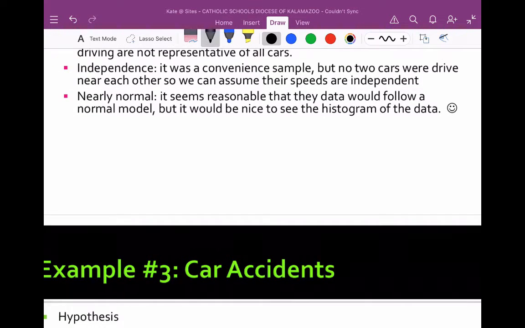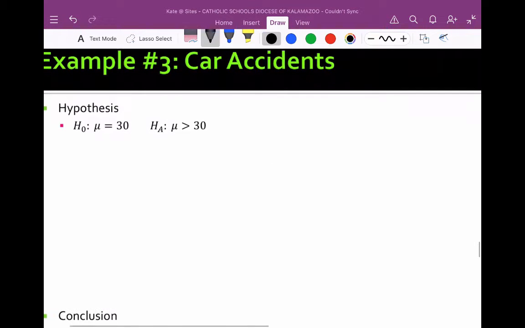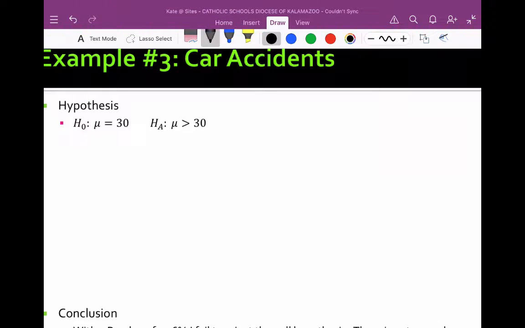Then we have to give our hypotheses. So in this particular case, our null hypothesis is 30 miles per hour, and for our alternative, we're checking to see if they exceed the speed limit. So our alternative is that it is greater than 30.